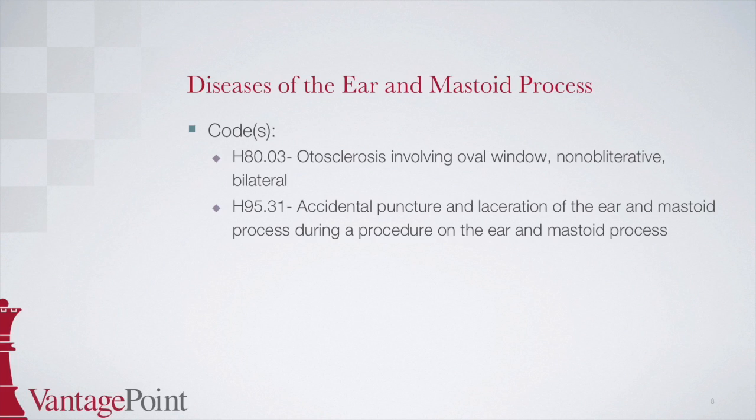The second code is H95.31, accidental puncture and laceration of the ear and mastoid process during a procedure on the ear and mastoid process. Since the laceration was a complication of surgery, you would start by looking up complication in the alphabetic index, and then going to ear procedure indented below, followed by intraoperative, and then laceration, where there is a note which states see complications intraoperative, puncture or laceration, ear.